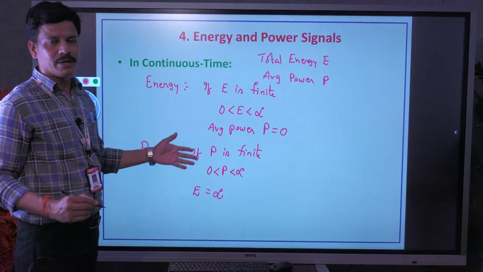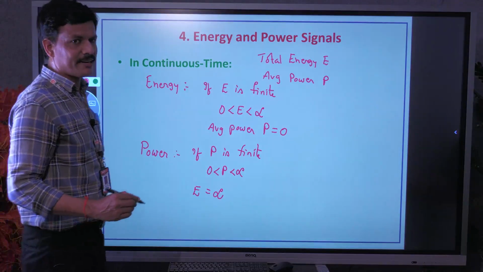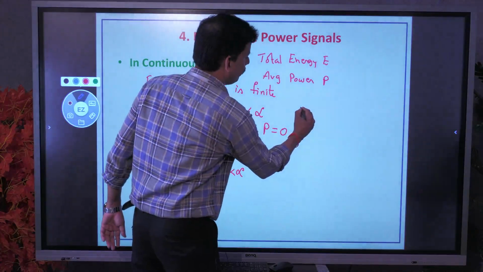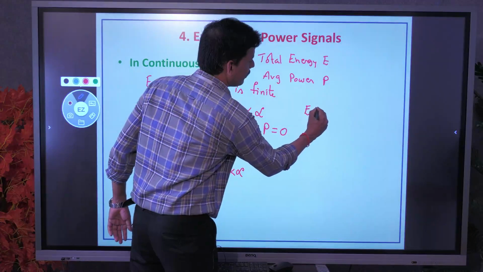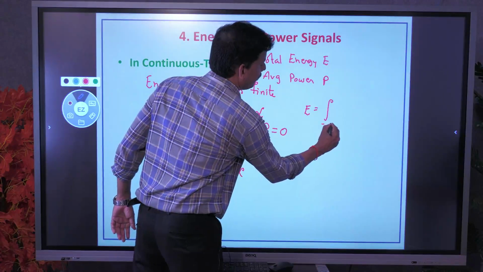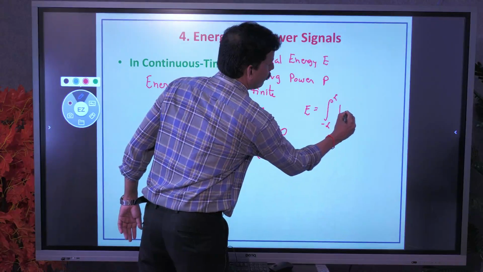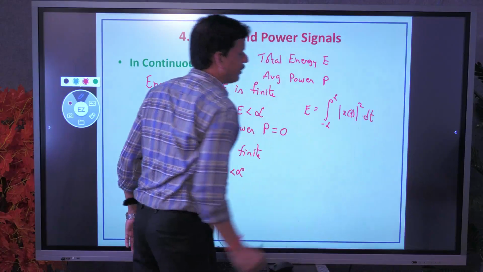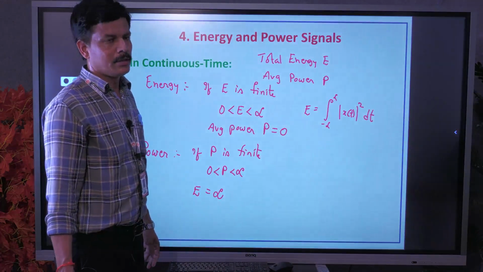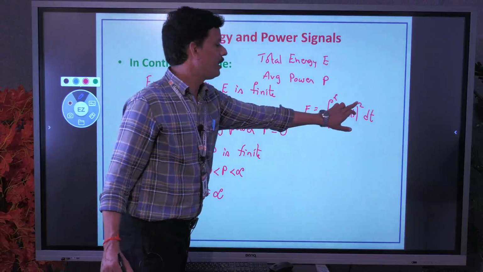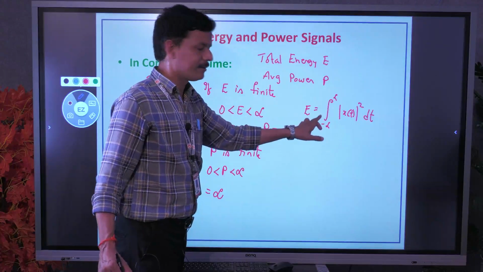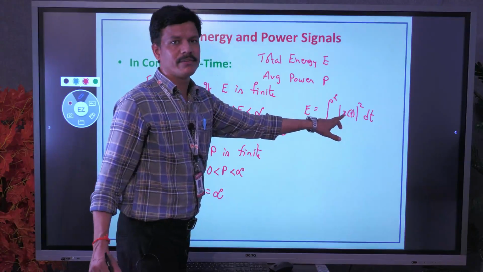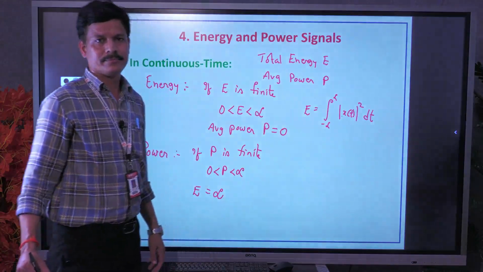We can see it for continuous time and discrete time. First let us see the parameters for continuous time. In continuous time, the total energy E is the integral from minus infinity to infinity of the magnitude of x of t squared dt. This is the formula for total energy E. Integration means the area under the square of the magnitude of the signal, which gives the energy.